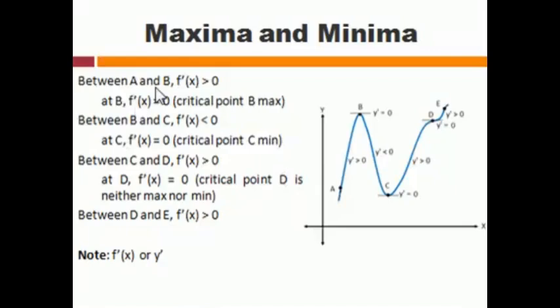Between point A and B, since f prime x is greater than 0, at B, f prime x is equal to 0. So at point B, it is equal to 0, a critical point. At point C, f prime x is equal to 0. So you have another critical point. And point D, f prime x is equal to 0, another critical point. Between D and E, f prime x is increasing, or the slope f prime x is greater than 0.